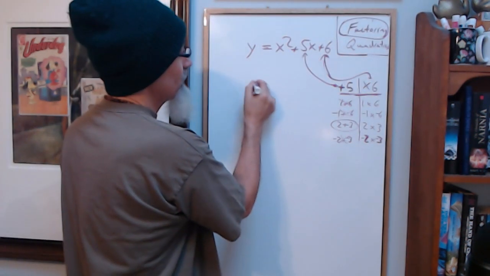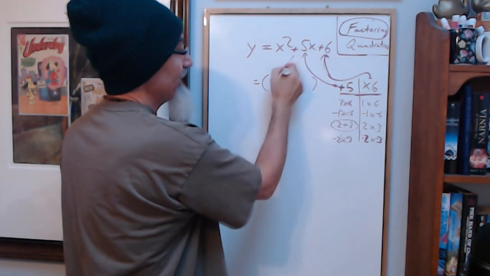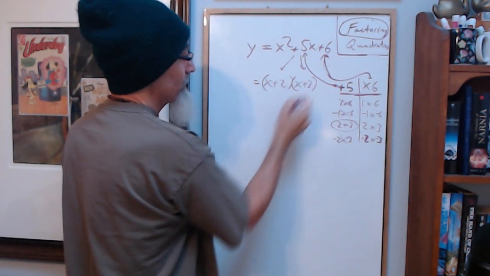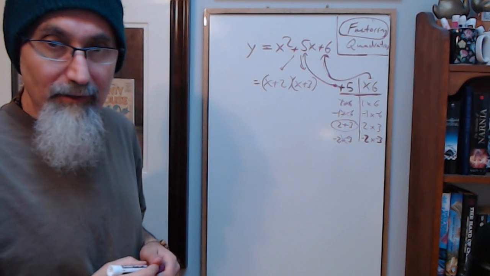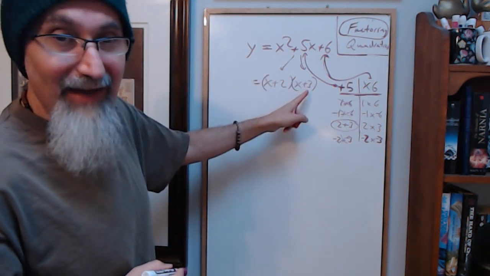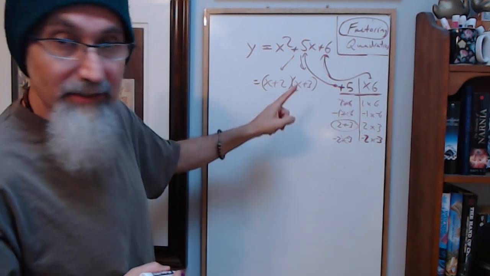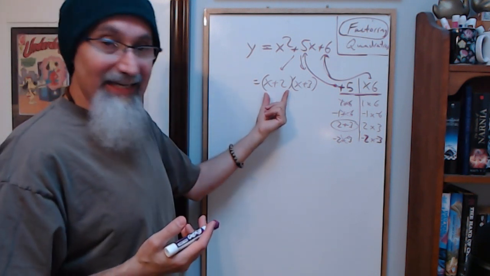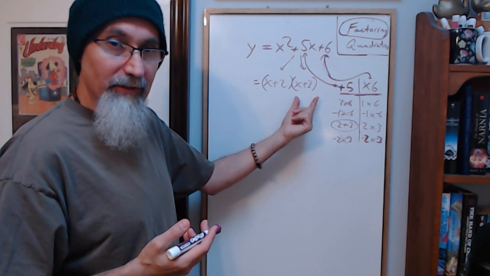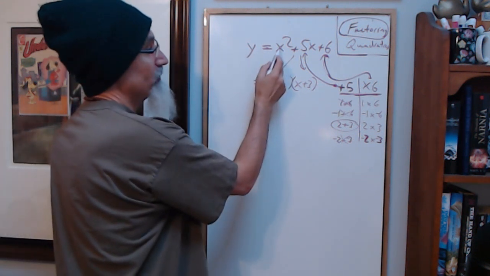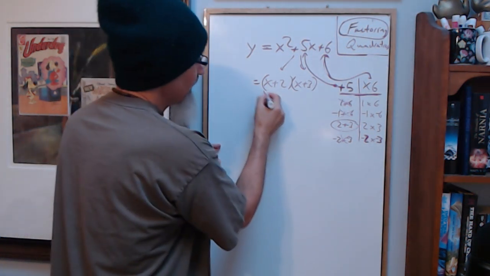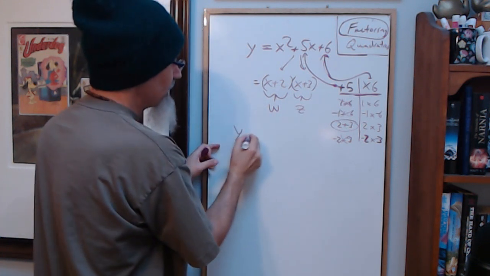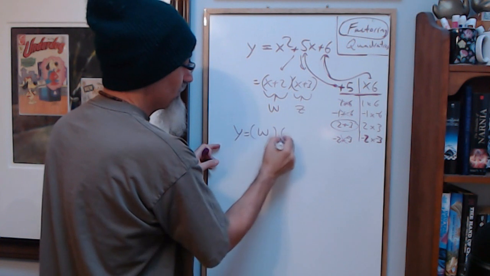So all you do is break this down into (x + 2)(x + 3). Broken down into its prime factors, it is this guy times this guy. These are lines, linear functions, each one of these. If we call y equal to x squared plus 5x plus 6, let's give this guy a name, w, and this guy a name, z. So y is really w times z.